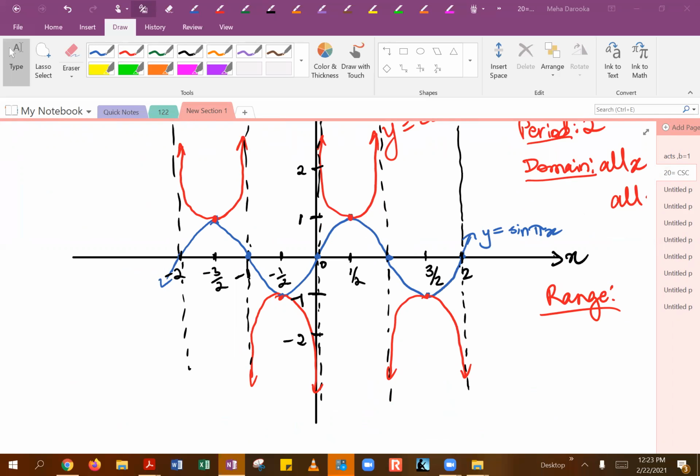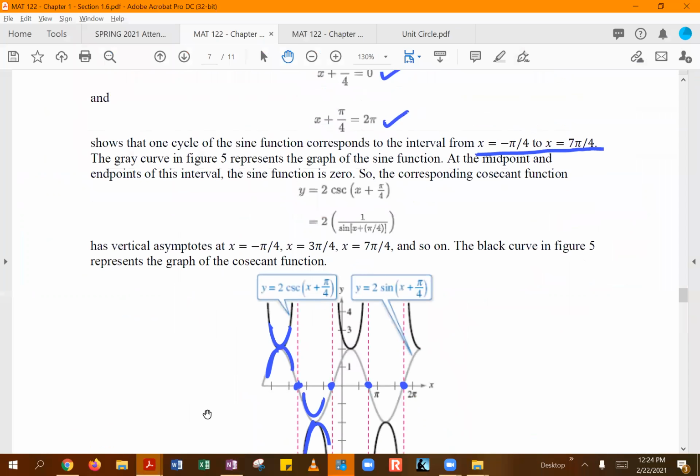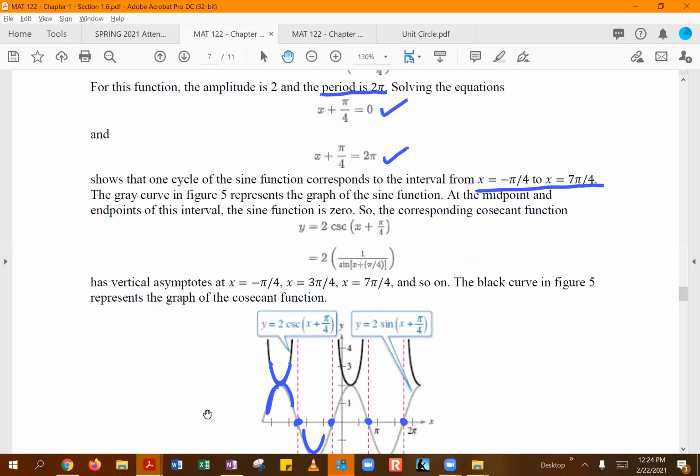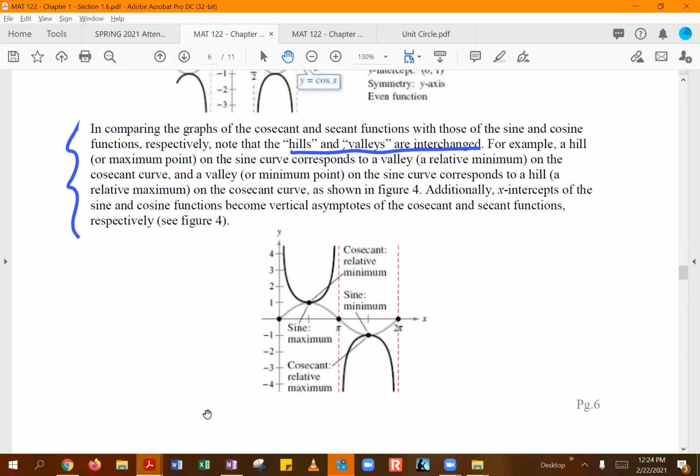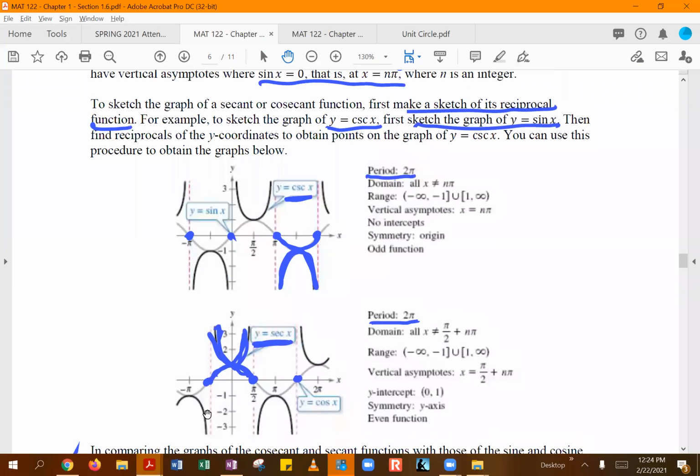Okay, Abdul Aziz, you are going from negative infinity to -1 union positive 1 to infinity. Okay, let's take a look at this graph here. Okay, so we are talking about the cosecant function. Let's take a look at this guy over here.